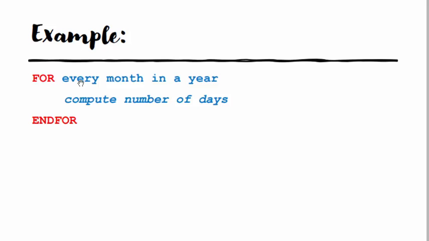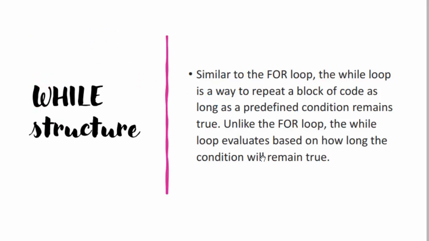The for keyword goes through every month in a year. As long as it is the condition given here, it will compute the number of days for that particular month in a year, and then it will end. Okay, this is an example of a for loop. Now, similar to the for loop, the while loop is a way to repeat a block of code as long as a predefined condition remains true. However, unlike the for loop, the while loop evaluates based on how long the condition will remain true.